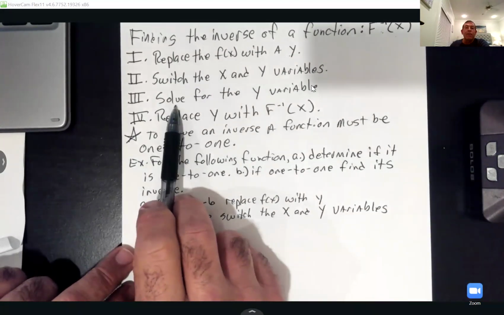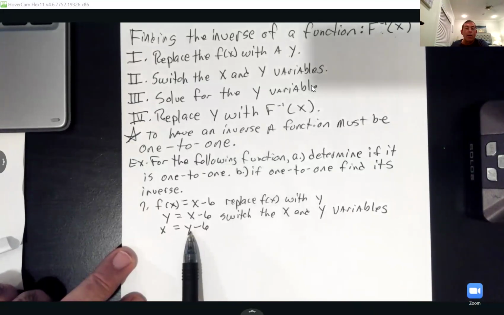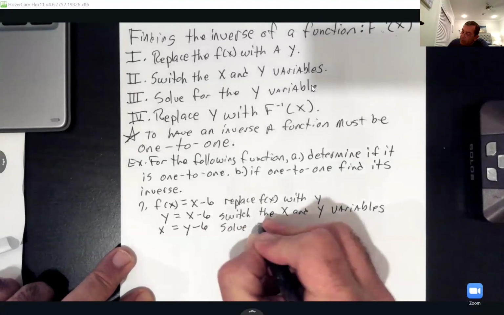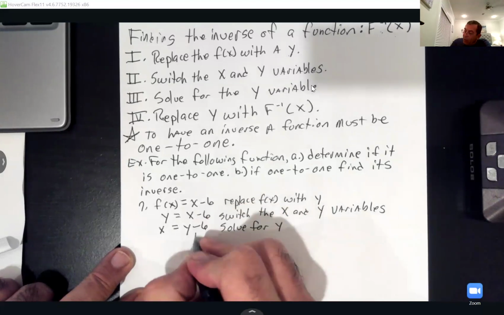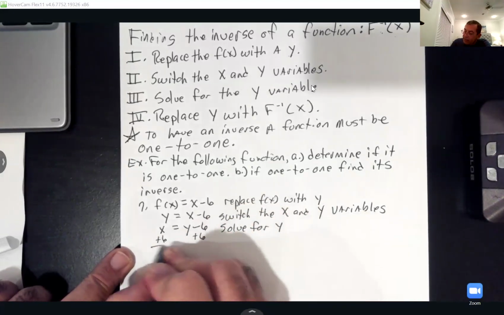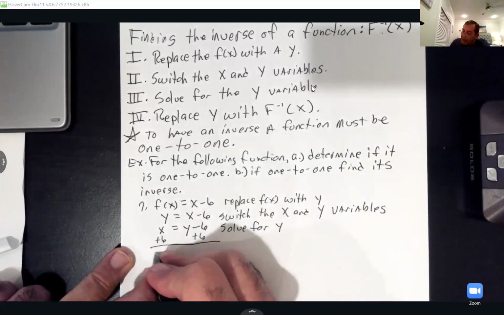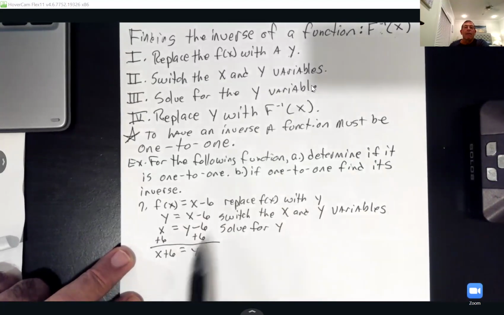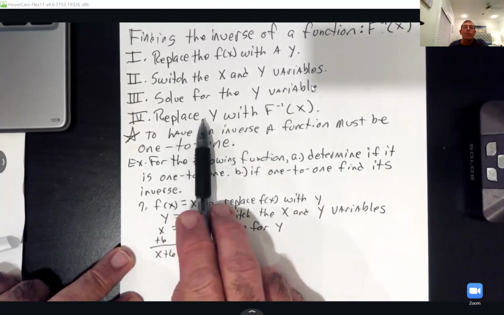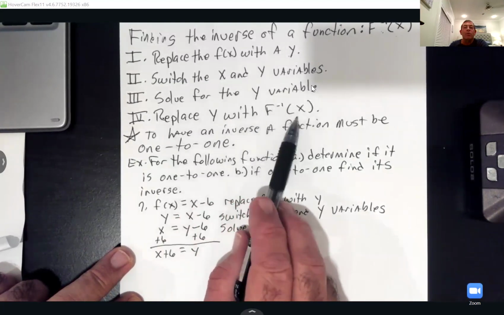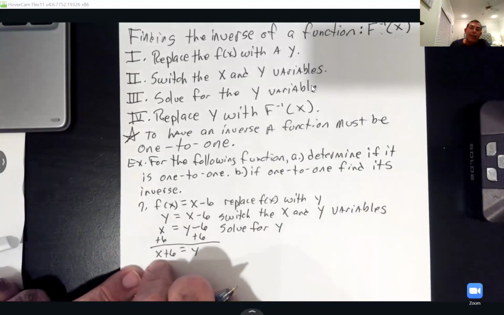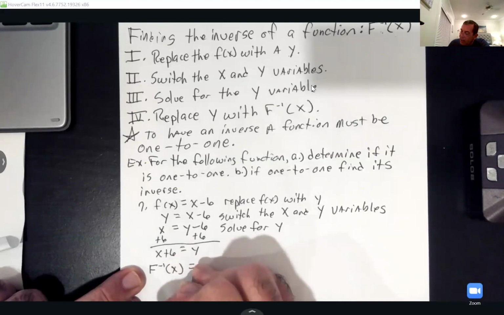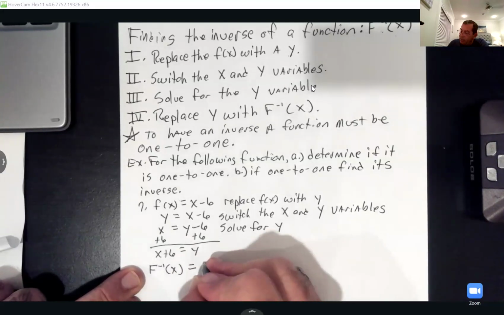Well, y'all, the next it said solve for that y. So now we're going to solve this for y. Only one step to get this y by itself. So for the y, I'm going to add 6 to both sides. So I get x plus 6 equals y. All right, I solved it for the y. Then it says what? Replace y with the f inverse notation. And I'm just going to put the y on the left side. So I'm going to put my f inverse of x equals x plus 6.